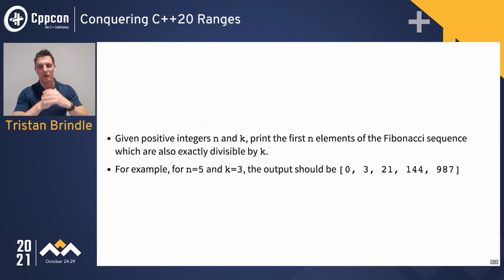Right. Here's the problem statement. Here's the problem we want to solve. Given positive integers n and k, print the first n elements of the Fibonacci sequence which are also exactly divisible by k. So, for example, if n was equal to 5 and k was equal to 3, our output should be 0, 3, 21, 144, 987. So these are the first 5 elements of the usual Fibonacci sequence which are divisible by 3.